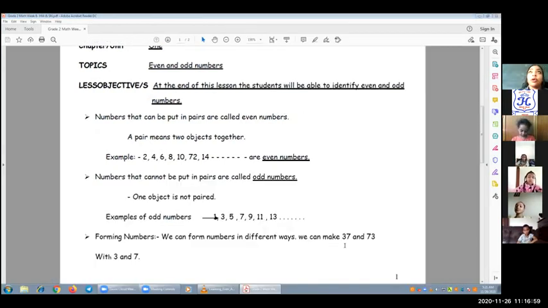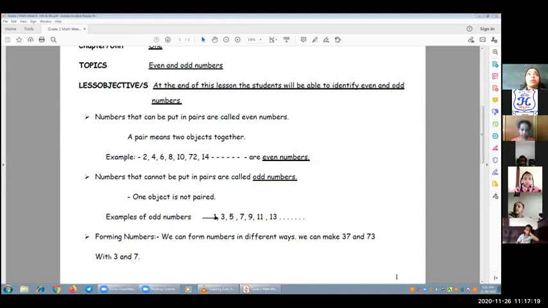Okay, so can you look at this, even and odd numbers? Can you see this? If you see this, just wave your hands. Okay, Meba, can you see this picture? If you can see this, just wave your hand. Okay, so listen, even and odd numbers.